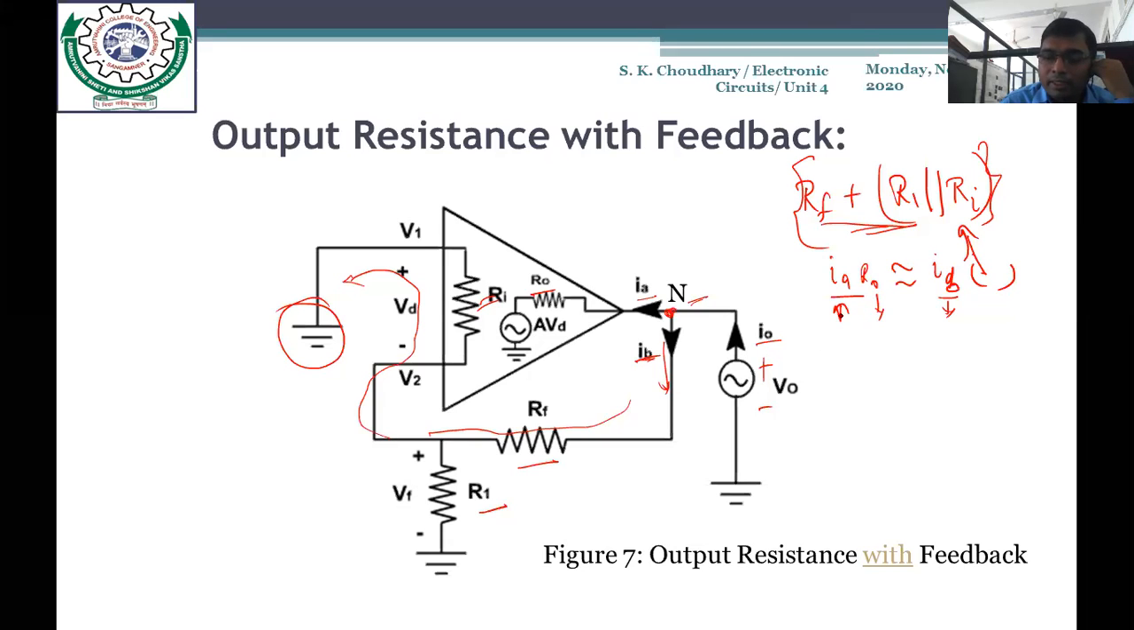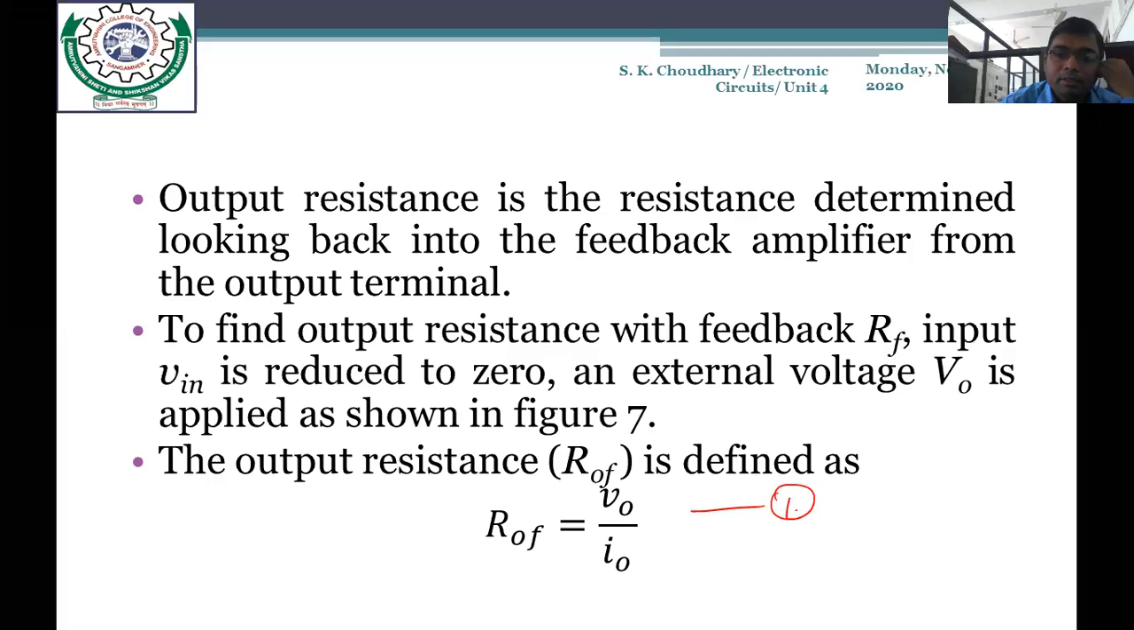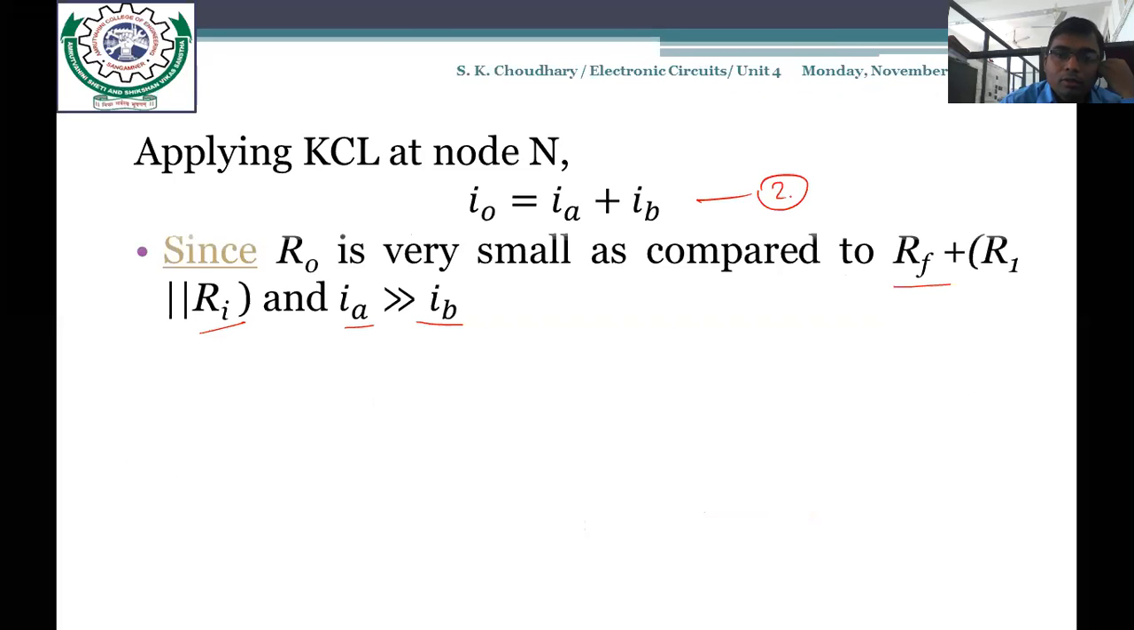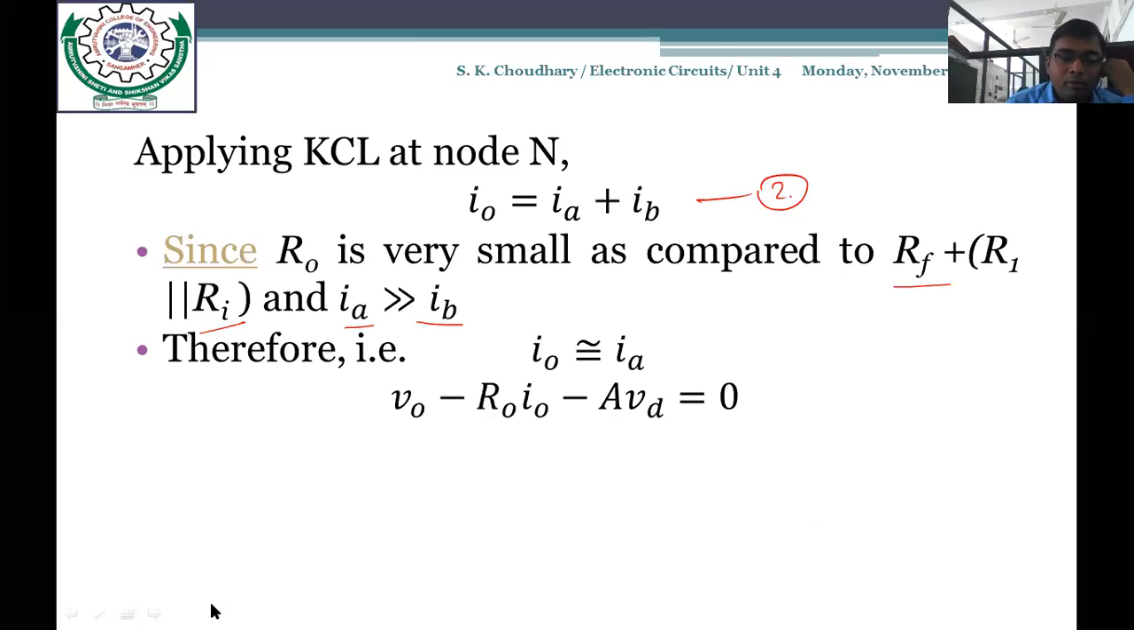Okay. So using the same phenomenon, you find that RF plus R1 parallel RI is very much larger as compared to R naught. That means IA is very much larger as compared to IB. And if it is so, you can assume that I naught is equivalent to IA, because IA is very much larger. This is equation number 3.